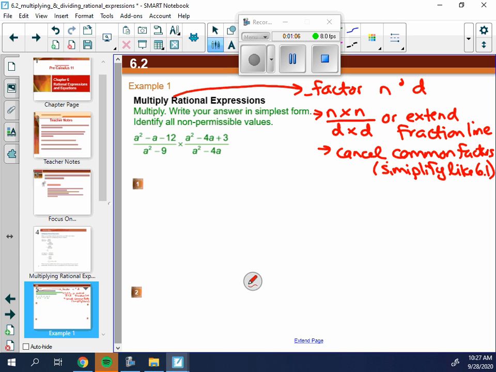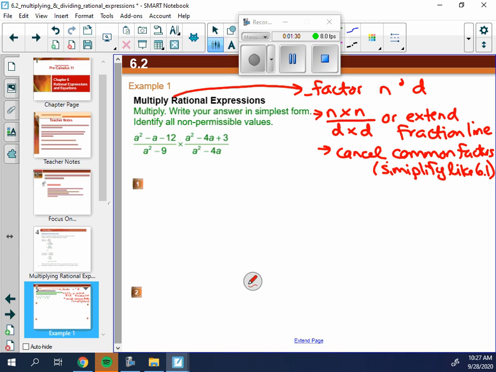Okay, I'll just read those again because some of you are still writing. We're going to factor our numerator and denominator. Then we will go numerator times numerator, denominator times denominator, or we can extend out that fraction line. I'll show you on this example what I mean. Cancel the common factors, like the simplifying we did in 6.1. Remember, with common factors, it's 1 for 1, and 1 has to be on the top, and 1 has to be on the bottom.